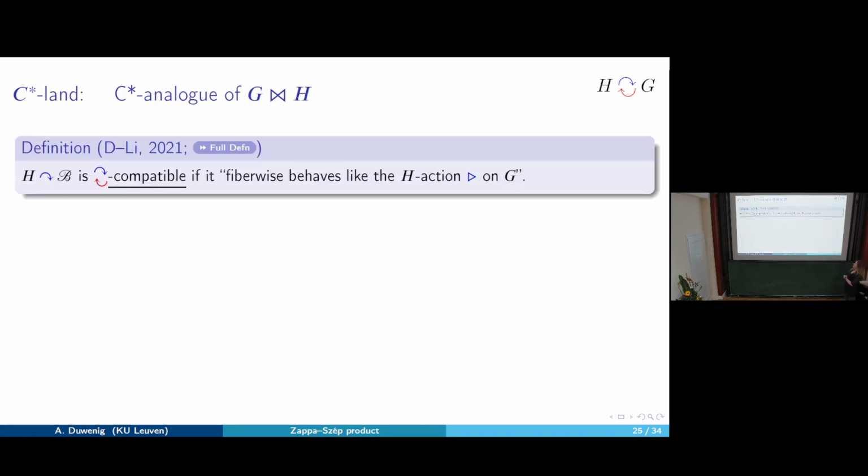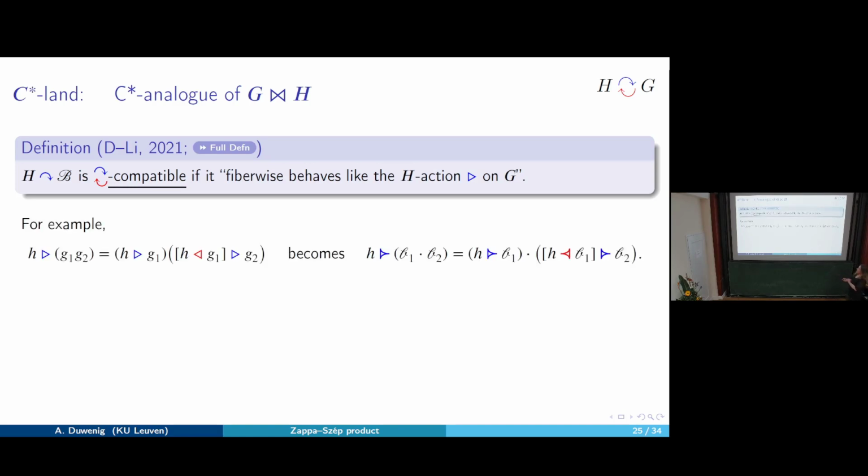Okay, so I swept under the rug what this compatibility condition is that I needed, but you might not be surprised that I tell you it just is copy-paste the conditions you needed to make the Zappa-Szép product work. So what I mean by that is, for the Zappa-Szép product of the groups, I needed that if H acts on a product, it's the same as if it acts on the first component and then this variant acts on the second component. And for my action of H on my bundle, I ask for the exact same thing.